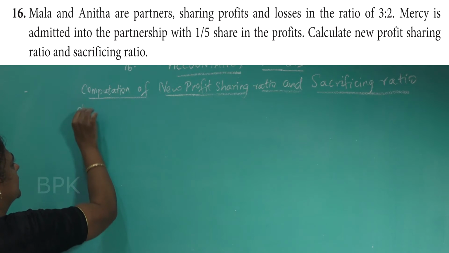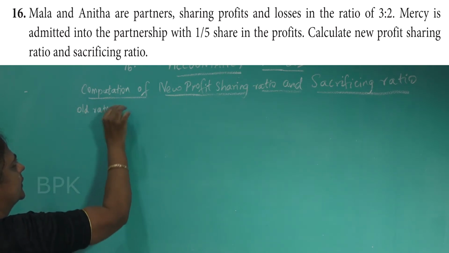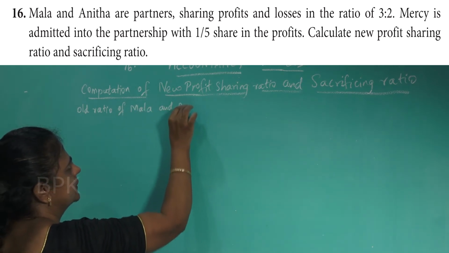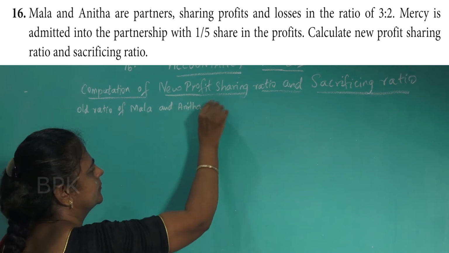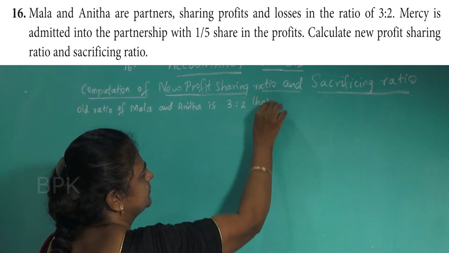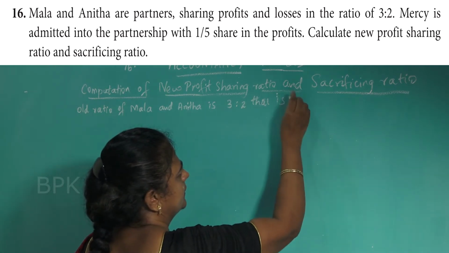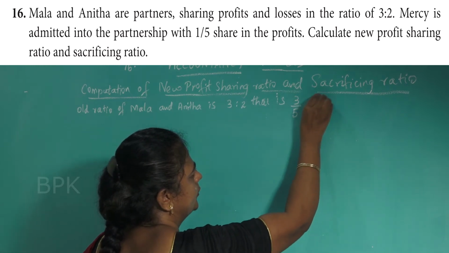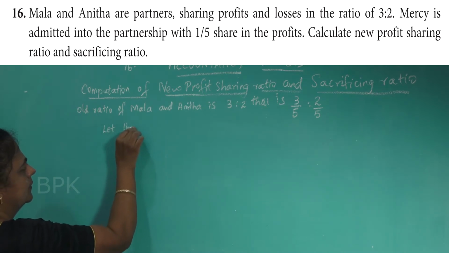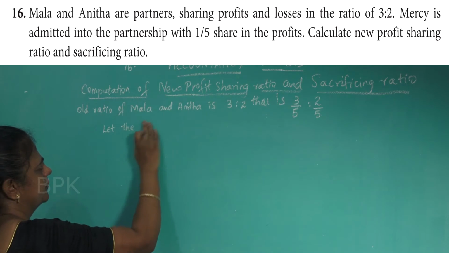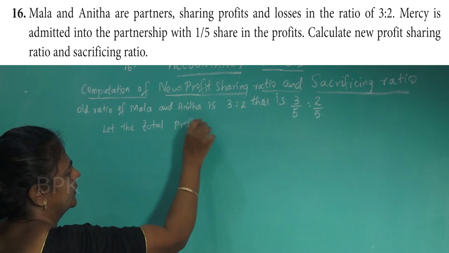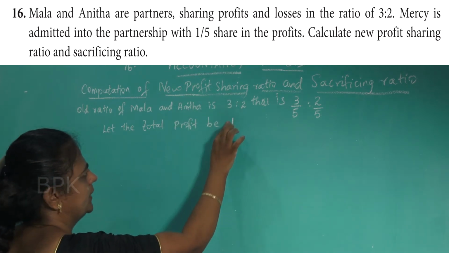Old ratio of Mala and Anita is 3:2. That is 3/5 is to 2/5. Let the total profit be 1. Keep the profit as 1 rupee.